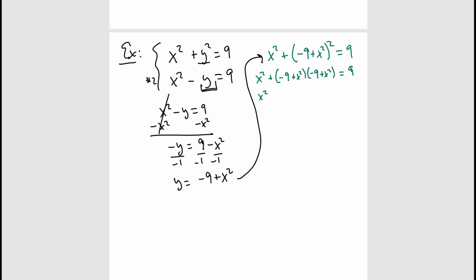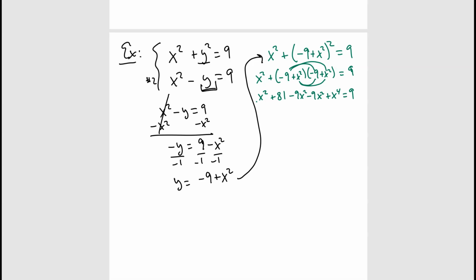Okay, so x squared, FOIL this out, it's going to be positive 81. This time this is going to be negative 9x squared here, and here, another negative 9x squared. And the last one, positive x to the fourth equals 9.